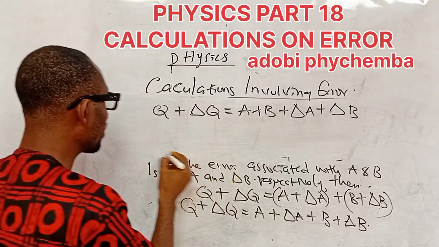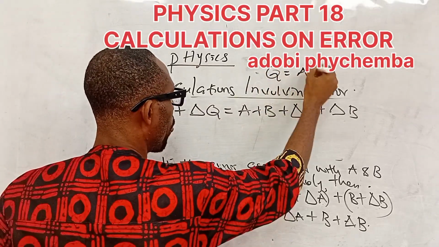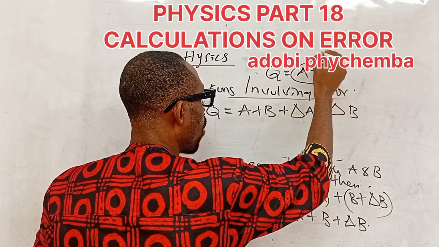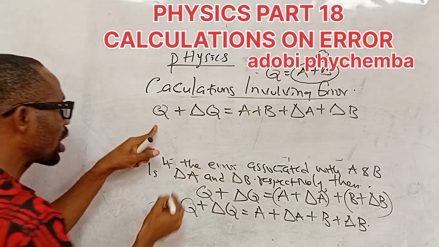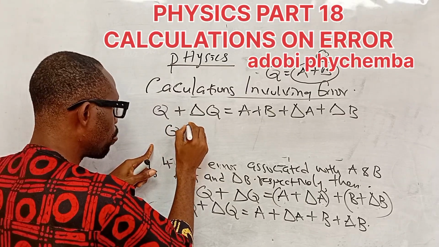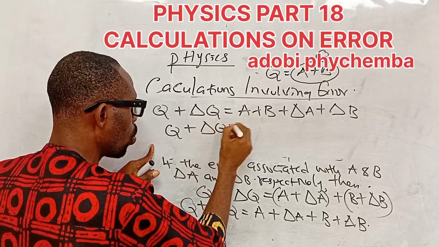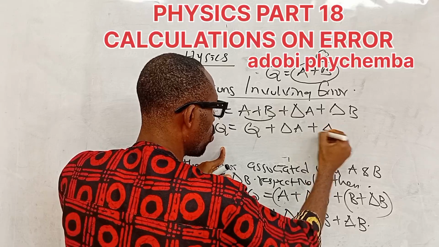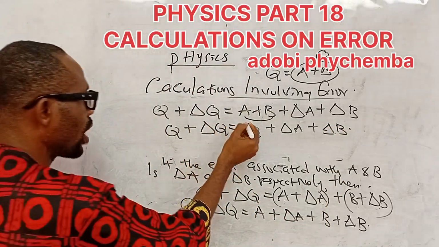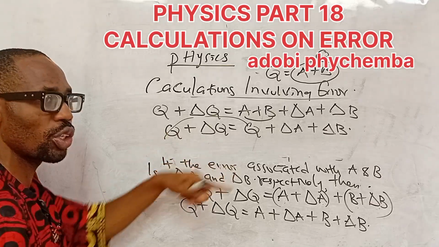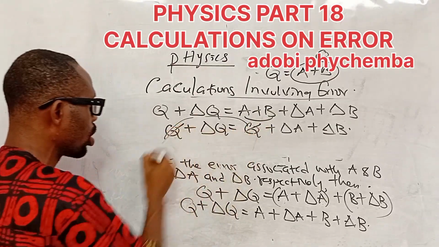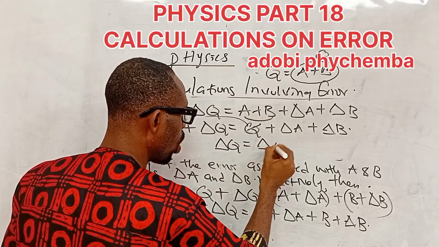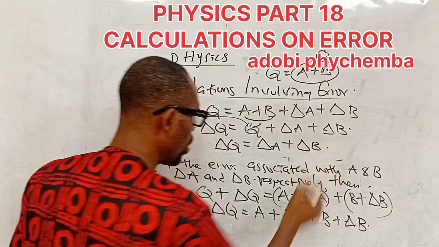Now, don't forget that we said Q is equal to A plus B. What that actually means is that anywhere I see A plus B, I will replace it with Q. Are you with me? So in this case, I will just write Q, plus change in A plus change in B. If I'm going to collect like terms, I'll take this here. And once I take this here, Q minus Q is 0. So this and this will go. So what do I have? Change in Q will now be equal to change in A plus change in B.